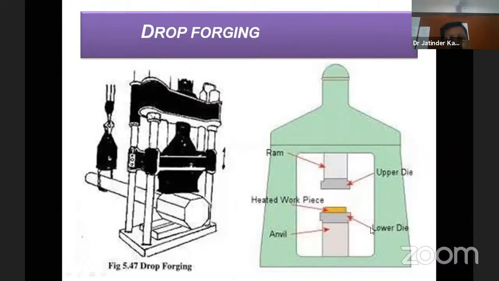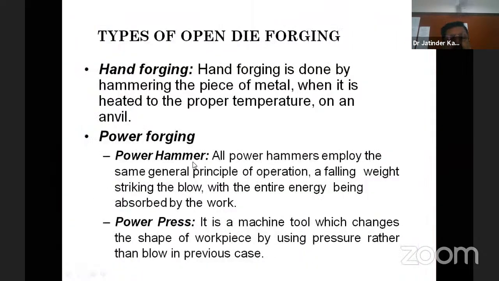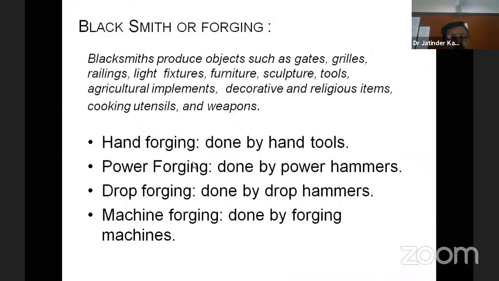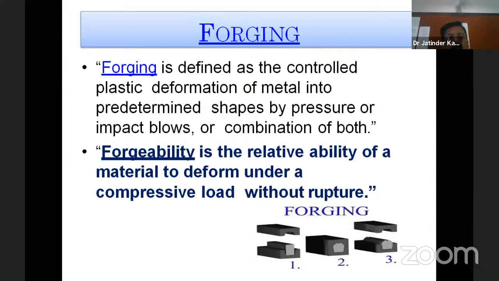Similarly, in drop forging, the die is dropped from a certain height, right? We'll see power forging, and we will discuss one by one: what is drop forging, hand forging, power forging, machine forging. So if we want to define forging, it is defined as the controlled plastic deformation of metal into predetermined shapes by pressure or impact blows or a combination of both.